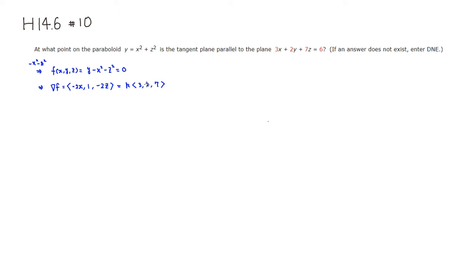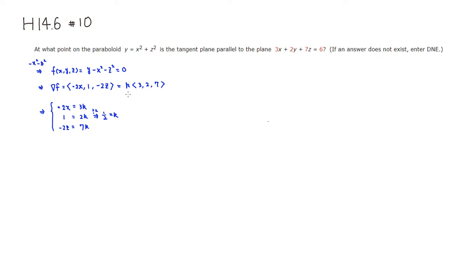And this will give us a bunch of equations, just comparing the components. So negative 2x is equal to 3k, and 1 is equal to 2k, and negative 2z is equal to 7k. But the middle equation is the easiest to solve, so divide through by 2. You can see that k is going to be 1/2.